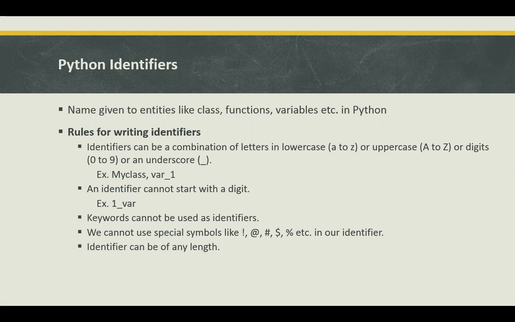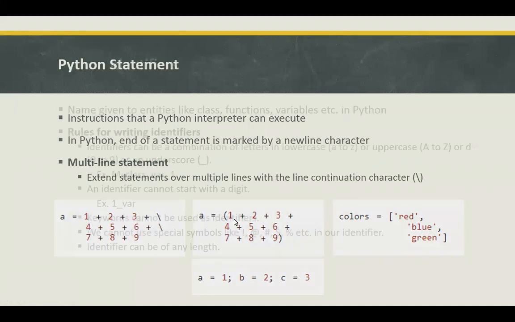We cannot use a special symbol like the exclamation sign, at symbol, hash, dollar, percentage, or similar special symbols in identifiers. You cannot use these symbols for giving a variable, function, or class name. An identifier can be of any length.